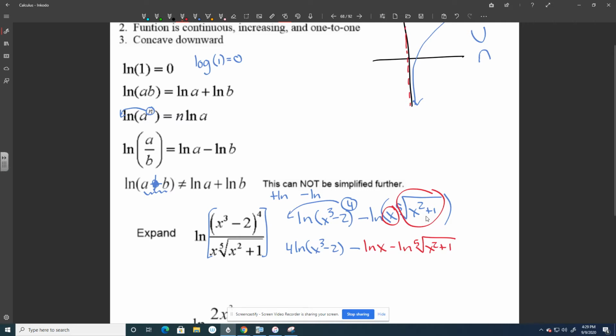Now, if you remember our root trick, I can actually rewrite this one as negative natural log of (x squared plus 1). I can move that 5 up here to be 1/5, which is nice with natural logs because now I can move that 1/5 to the front.